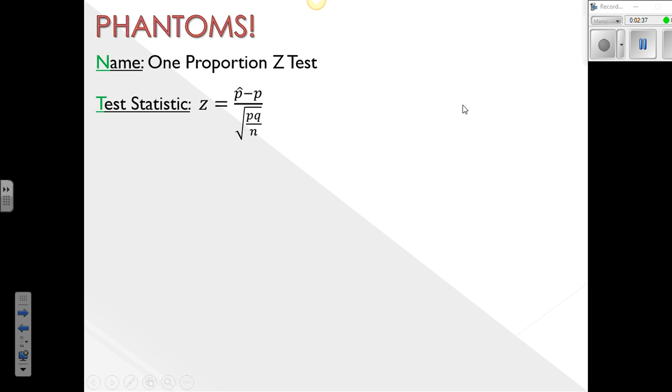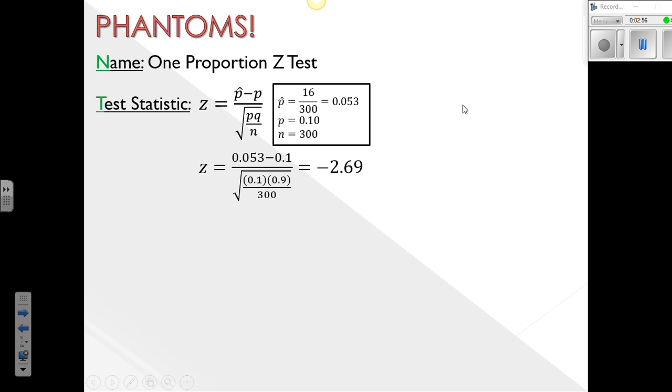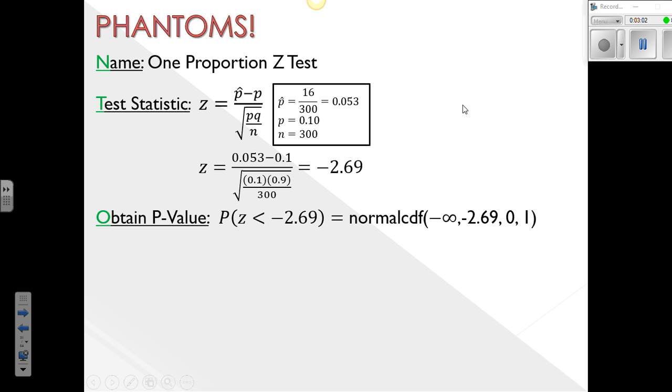So what should go in for p hat? 0.053 or 16 over 300. You can keep it as a fraction if you want. Remember what's going to go in for p? It's going to be 0.1, whatever way you write it. And then n is 300. So you should get a test statistic of negative 2.69. Does that sound good? What's our p-value associated with that?